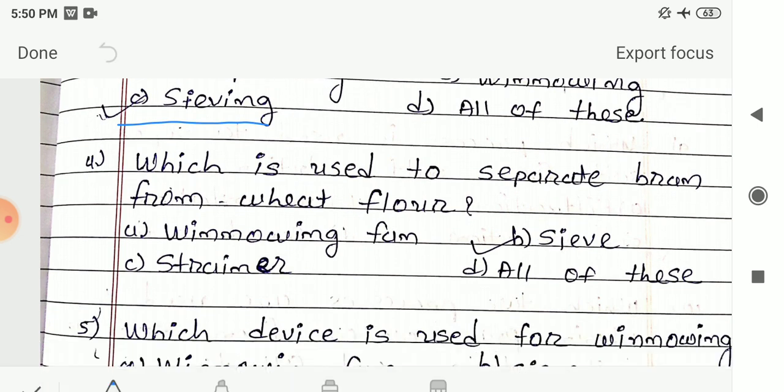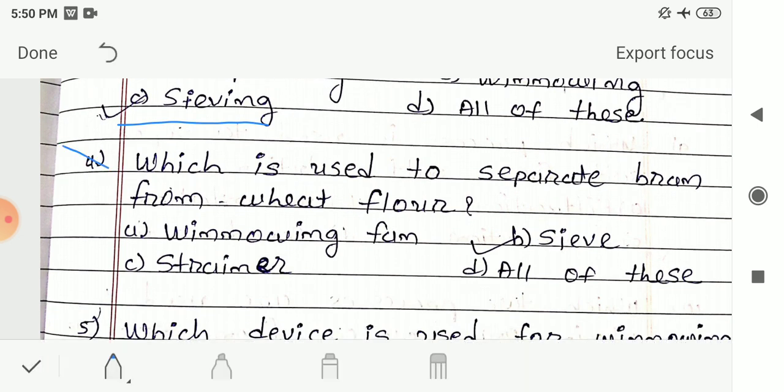Next, fourth number is, which is used to separate bran from wheat flour? The options are given to you, that is winnowing fan, sieve, strainer and all of these. So as we had discussed earlier, the sieving method is used to separate bran from the wheat flour, and in this process we are using a sieve, in which the smaller particles of the wheat flour fall below the sieve, and the bigger particles of the bran we can collect in the sieve. So a sieve is used for this method.